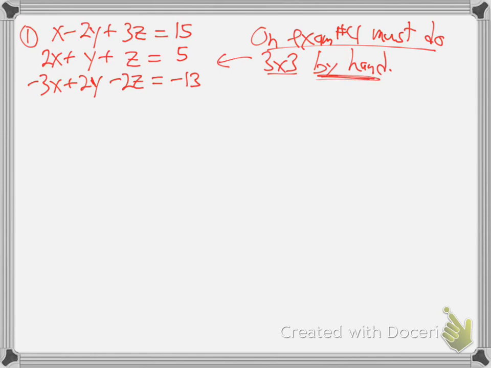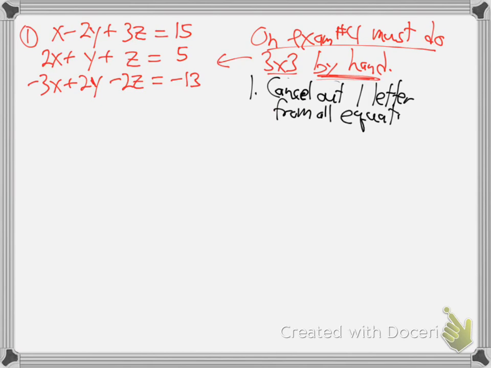So how are we going to do it? Well, basically, step 1, get rid of, let's just say cancel out, one letter from all equations. So pick one letter. It doesn't matter what letter. Get rid of it from all equations. What I think could be really easy to do, wait a minute, would it? Oh, whatever. Let's just use x.